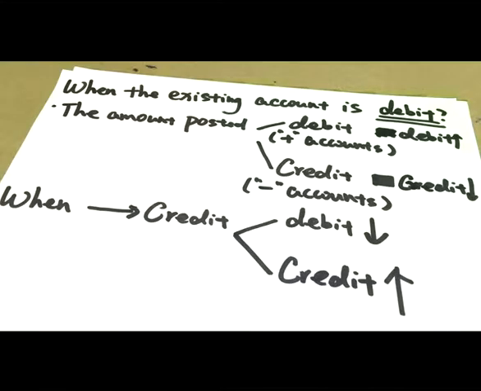Now, let's talk about computing a new account balance. When the existing balance is a debit and the amount posted is a debit, we just add the amounts. When the amount posted is a credit, we subtract the amounts. When the existing account balance is a credit and the amount posted is a debit, we subtract the amounts. And when the amount posted is a credit, we add the amounts.